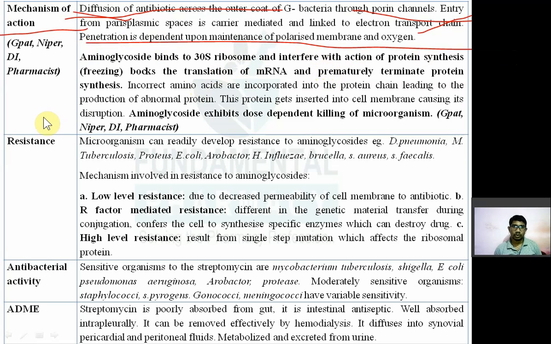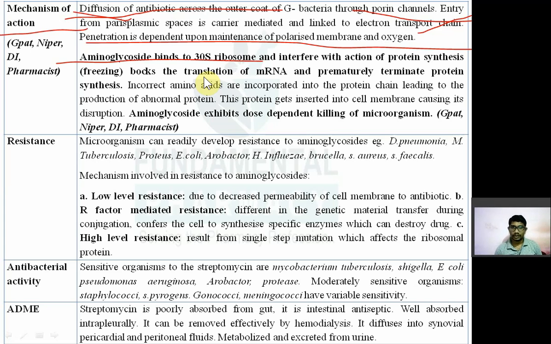Now, once aminoglycosides reach inside the cell, they bind to the 30S ribosomal subunit of bacteria. The bacterial ribosome is 70S, with 50S and 30S as its subunits. The 70S ribosome is in prokaryotes, and in eukaryotes it is the 80S ribosome. We will see this protein synthesis tomorrow in detail.